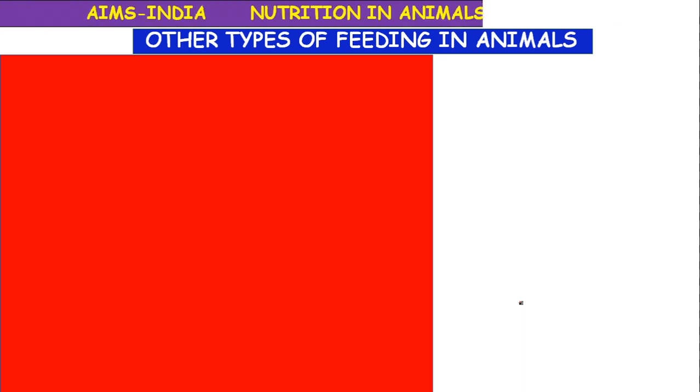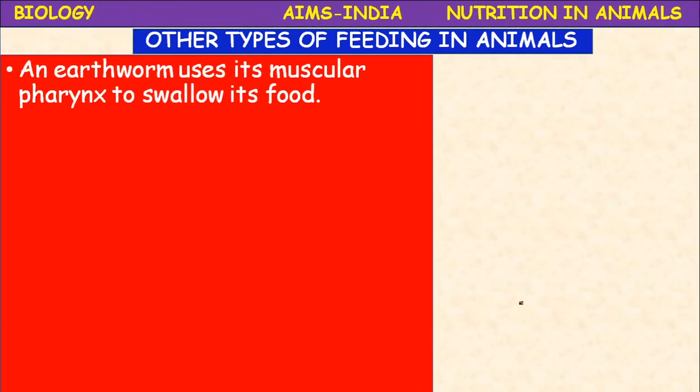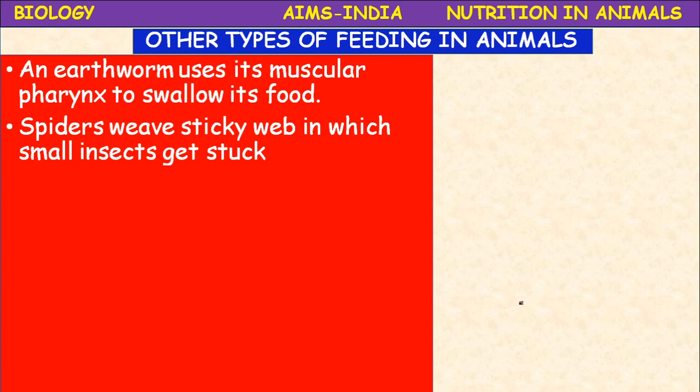Next, an earthworm uses its muscular pharynx to swallow its food. You know very well these earthworms are present inside the soil and make burrows in cool, muddy or clayey soils. Usually we see earthworms during rains. At the time of raining they come out because inside, oxygen is not available. So these earthworms use the muscular pharynx to swallow their food.